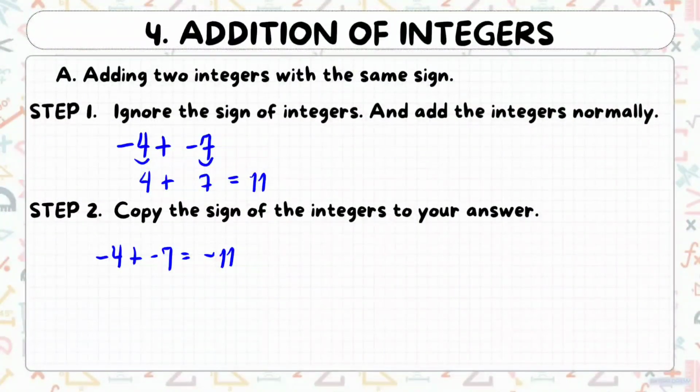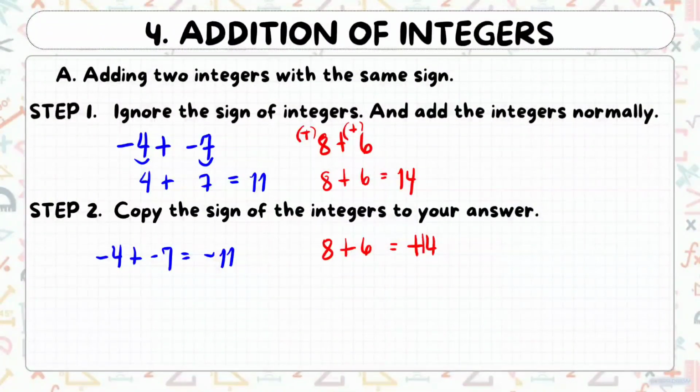Another example, let's have 8 plus 6. Both of them are positive. Since, again, it is a natural number, we don't need to write the positive symbol on top of it. So we have 8 plus 6, which is equal to 14. Again, since this is positive, we don't need to write positive 14. We could just write the answer as 14, since not writing it basically means that it is a positive number.